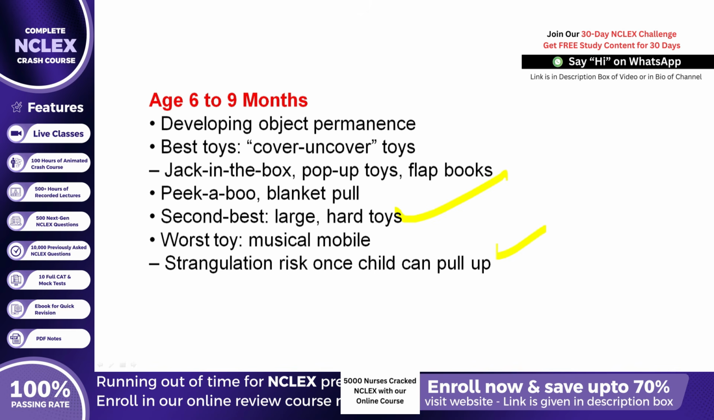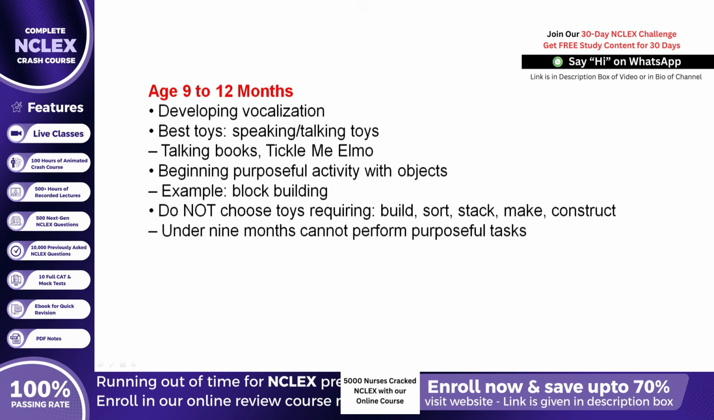As we move into the developmental stage of age 9 to 12 months, we first note that infants are developing vocalization, which means they are beginning to use their voice with more intention. This is why the best toys at this age are speaking and talking toys such as talking books or even Tickle Me Elmo. At this stage, they are also beginning purposeful activity with objects. And an easy example of this is simple block building.